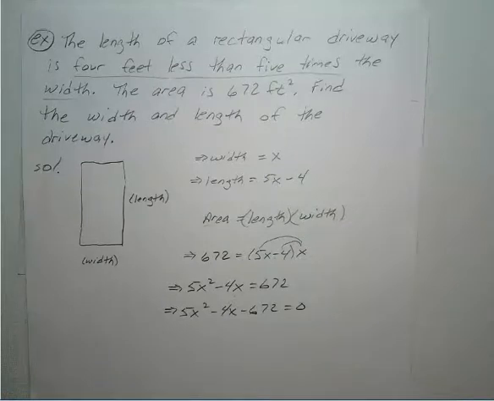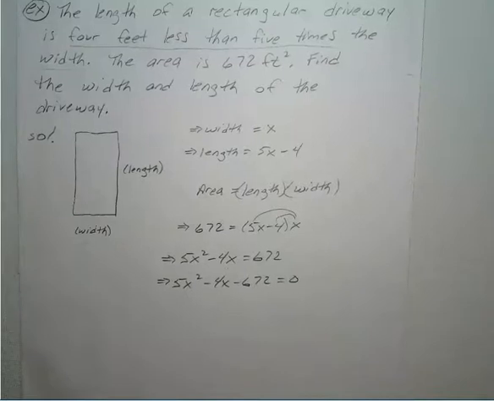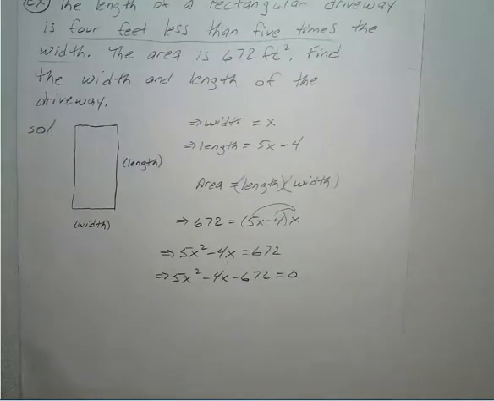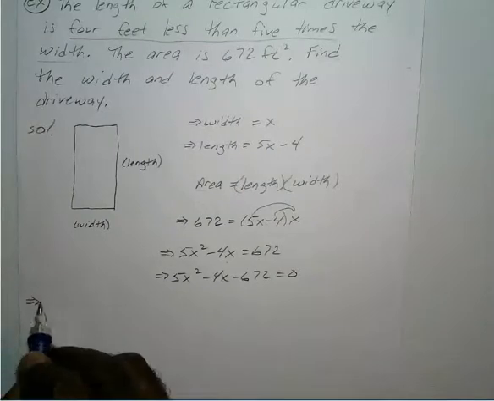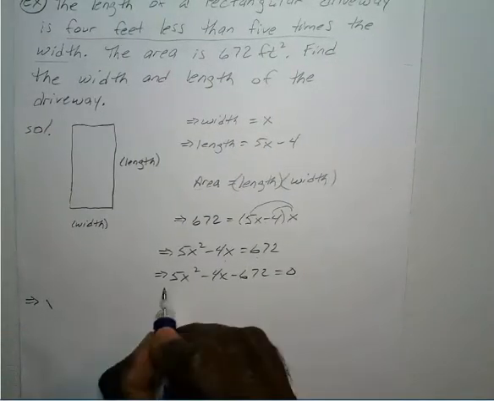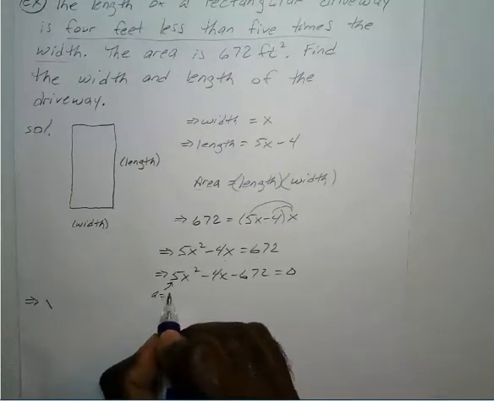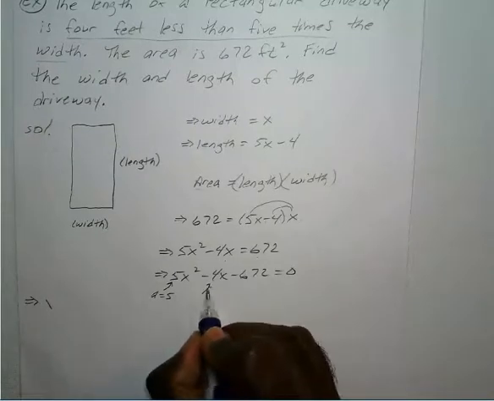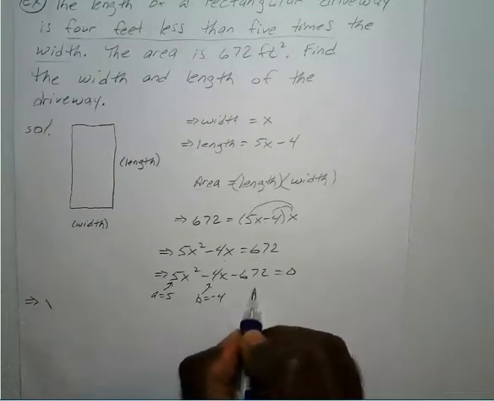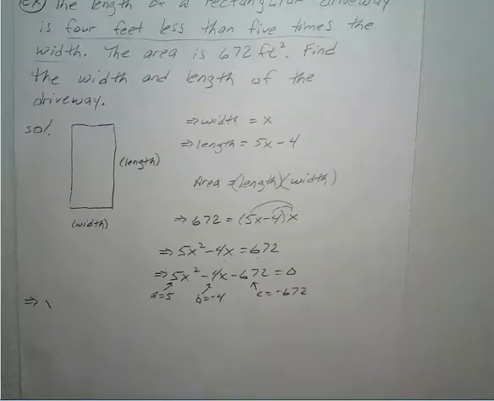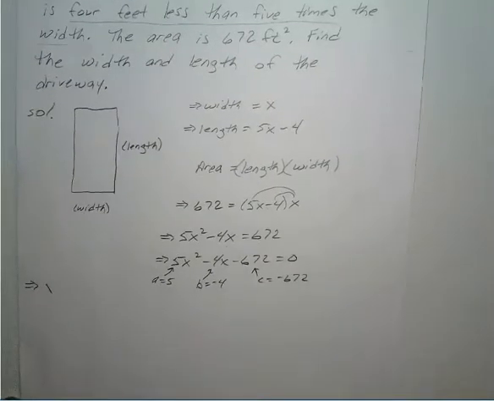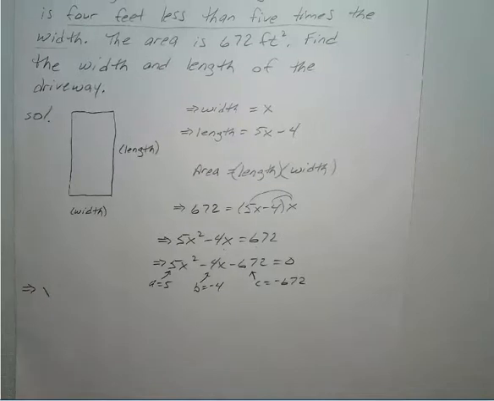Okay. So now we're going to go ahead and solve it. You can use any method you like. You can use the A times C method. But for this, I'm going to go ahead and use the quadratic formula. We know that A is equal to 5, B is equal to negative 4, and C is equal to negative 672. Let me drop this down a little bit.